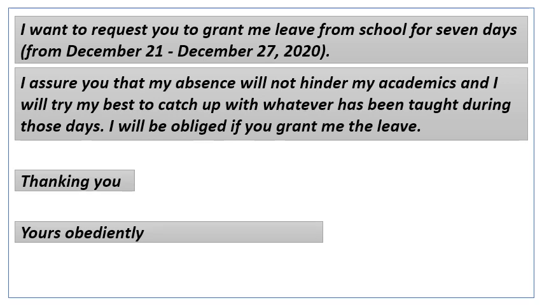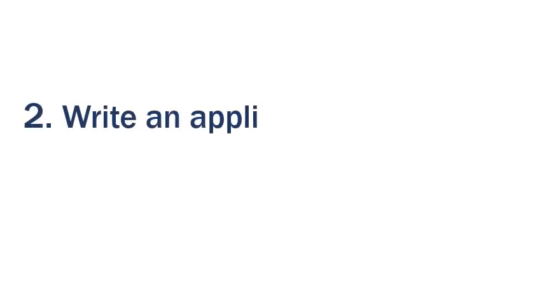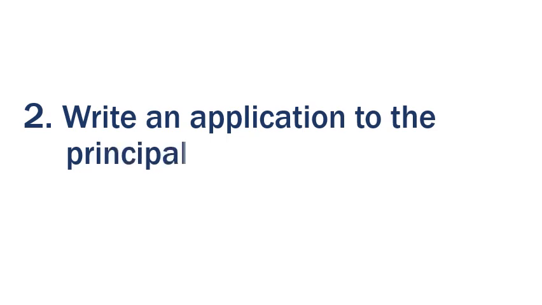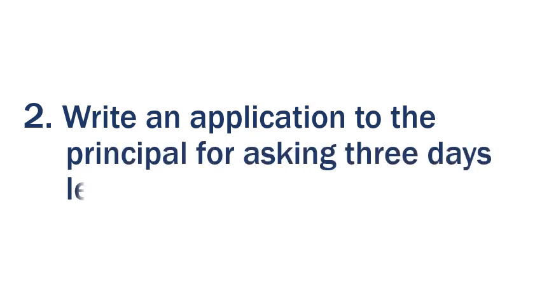If you are writing an application to the principal, class teacher, or headmaster, then in the next line you have to write down your name and your class section. And keep one thing in your mind, that your name is written below the subscription, and then section, and then your class.